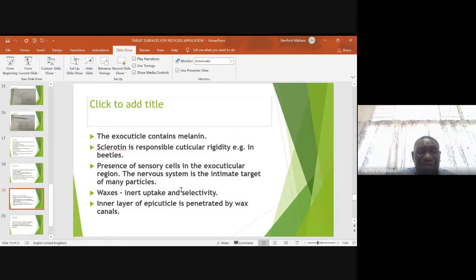Well, the exocuticle contains melanin. Sclerotin is responsible for cuticular rigidity. It gives it the structure which is found in beetles. There's also the presence of sensory cells in the exocuticular region. For example, the nervous system is the intimate target of many pesticides.